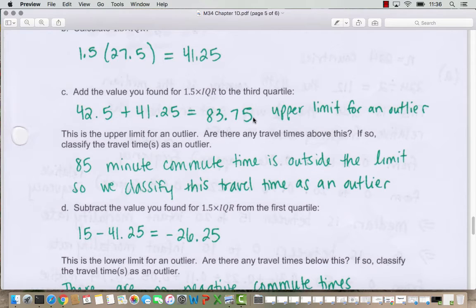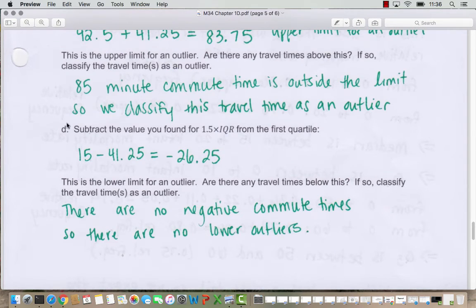To find the lower limit for lower outliers, we start with quartile 1 and we subtract that 41.25. And in this case, we get a negative. There may be scenarios where negatives make sense, but in terms of commute time, someone would not report a negative commute time. So we say here there are no negative commute times, so there are no lower outliers.